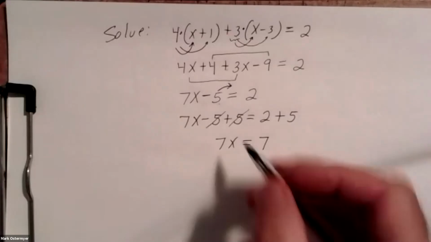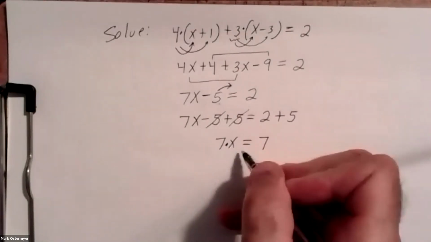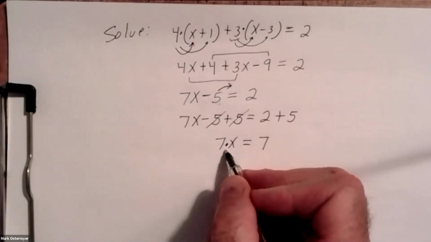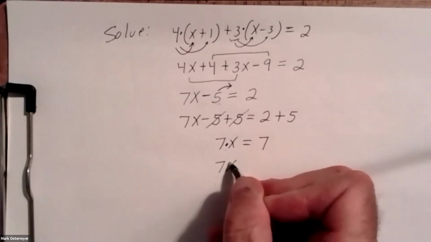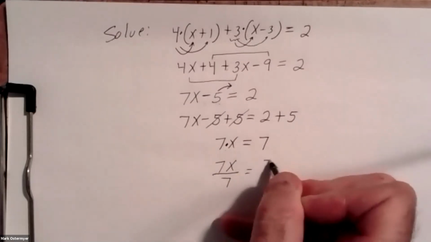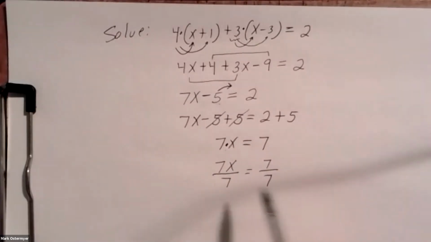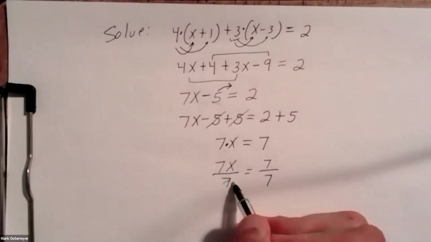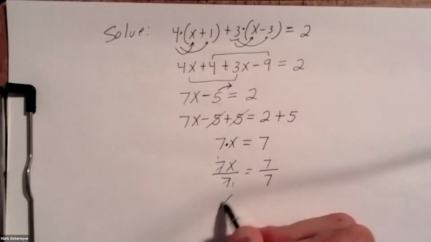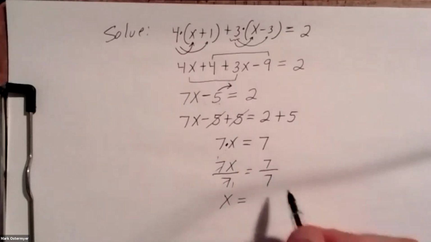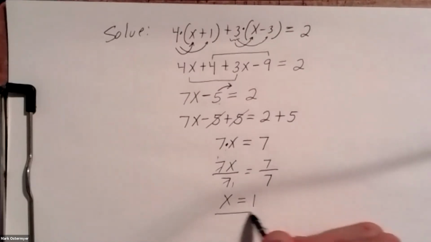Divide by 7. Since it's 7 times x, we want to get x by itself, so we have to employ the division property of equality. We must divide both sides by 7. Got to divide the right side by 7 also. 7x divided by 7 reduces down to just 1x, or x. And 7 divided by 7 on the right side is our solution, which is 1.